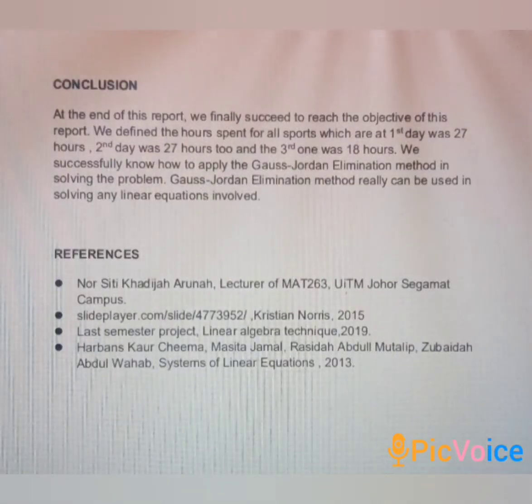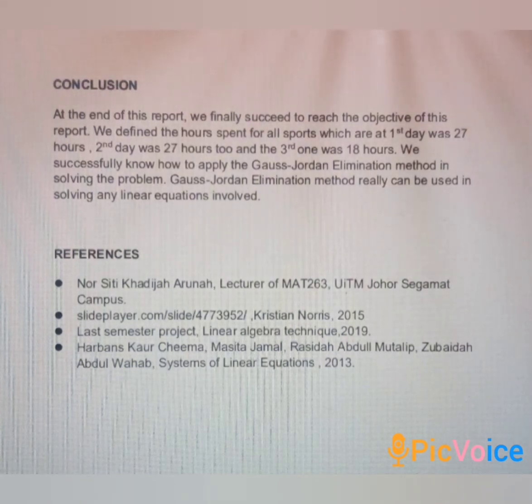Now we are finally at the end. I am sure that my friend has explained all the steps of this method clearly. The main objective, which is to find how many hours spent for all sports started at first, second, and third day by using the Gauss-Jordan elimination method, is already achieved. We found the hours spent for all sports on the first and second day to be 27 hours, while on the third day it was 18 hours.